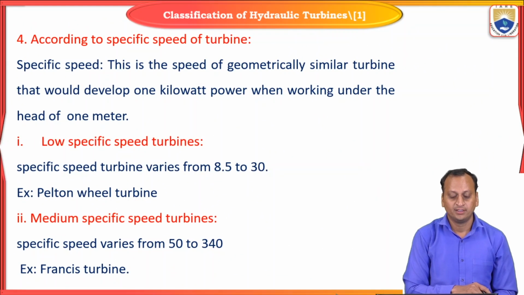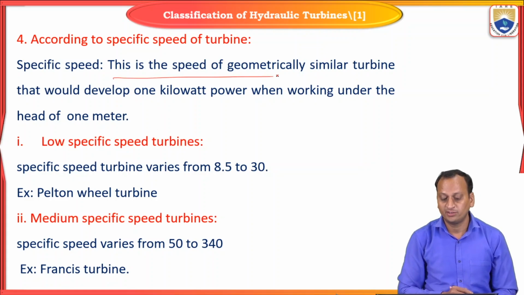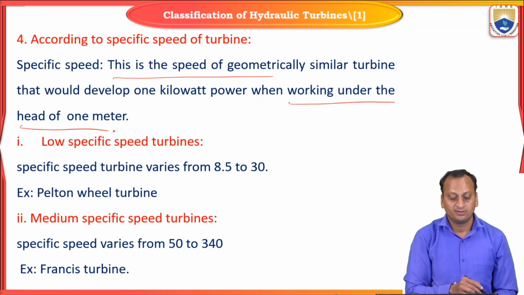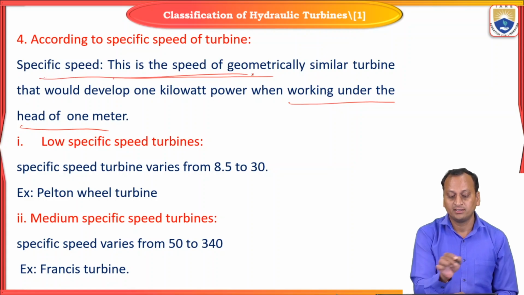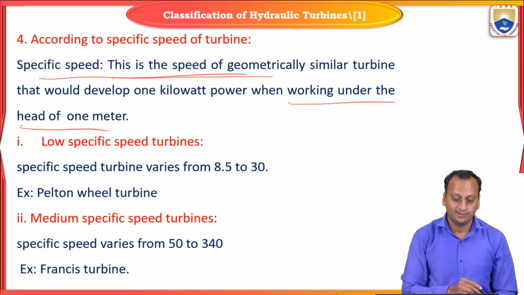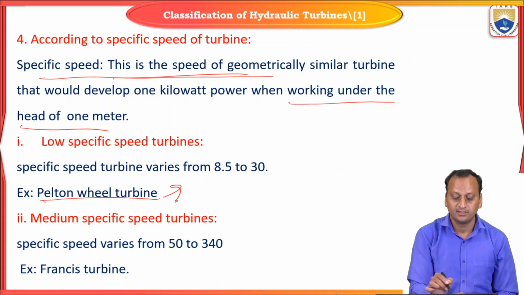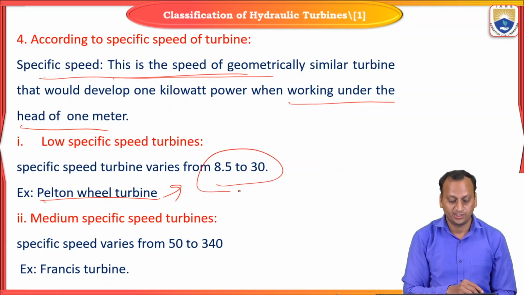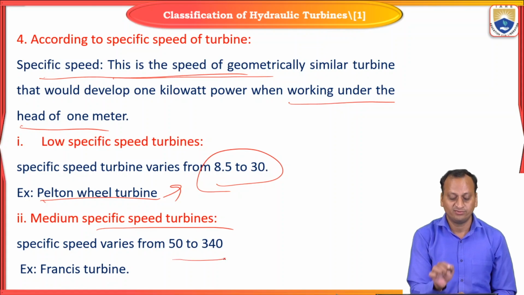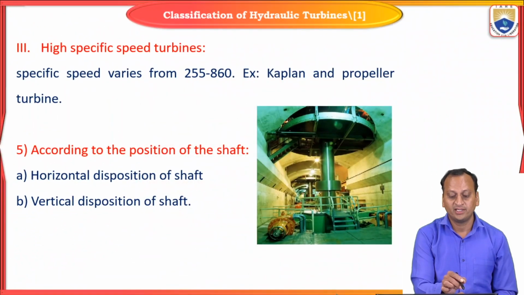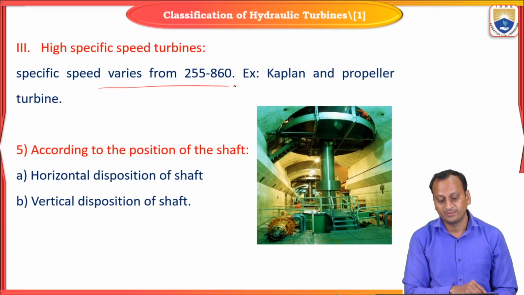According to the specific speed, there are three kinds of turbines. The specific speed is the speed of a geometrically similar turbine that would develop 1 kilowatt of power when working under a head of 1 meter. Low specific speed is the Pelton wheel, a high head turbine, with a specific speed of 8.5 to 30. Medium specific speed is 50 to 340, for example the Francis turbine. The low head Kaplan turbine gives a high specific speed.